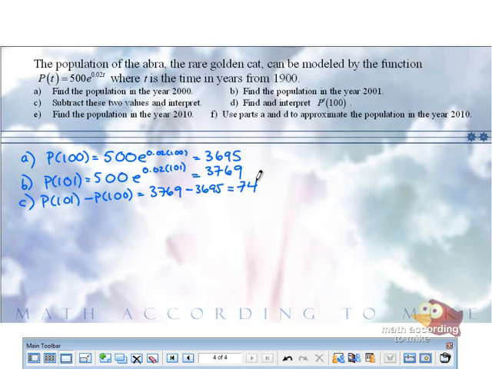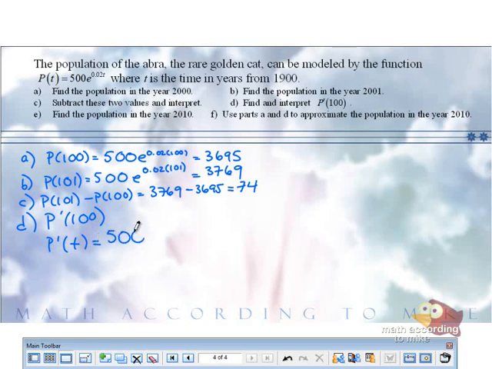All right, part D. P prime of 100. This is the rate at which the population is growing in the year 2000. So by what we did before, this should be approximately the same thing as 74. So the C and D's answers should be close to one another, relatively speaking. So how do we find P prime of 100? P prime of T, right. So what is the derivative of 500 e to the 0.02 t?